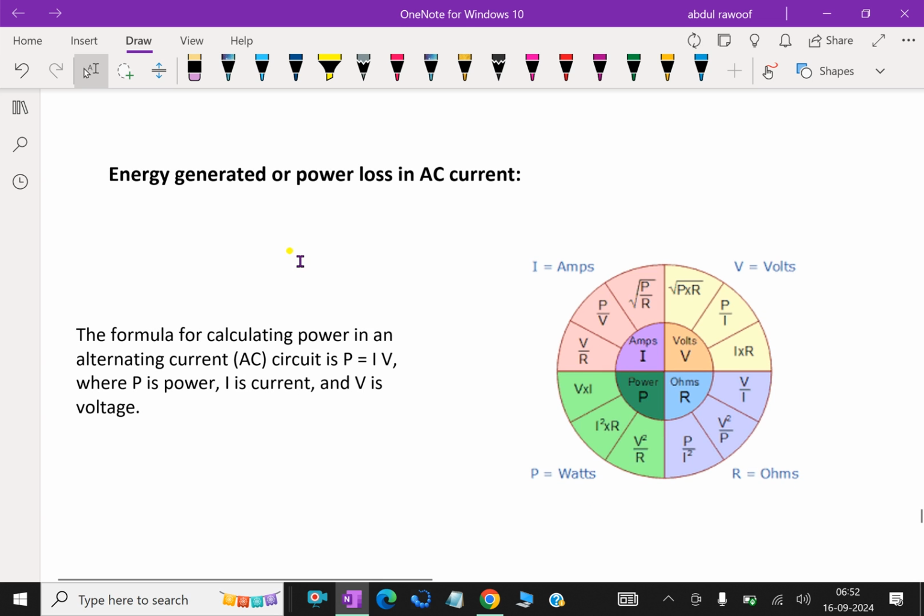Energy generated or power loss in AC current. The formula for calculating power in an alternating current AC circuit is P equals IV, from Ohm's law, where P is the power, I is the current, and V is voltage. From different forms of the power formula and Ohm's law, we get these formulas. This is a collection of our formulas together.